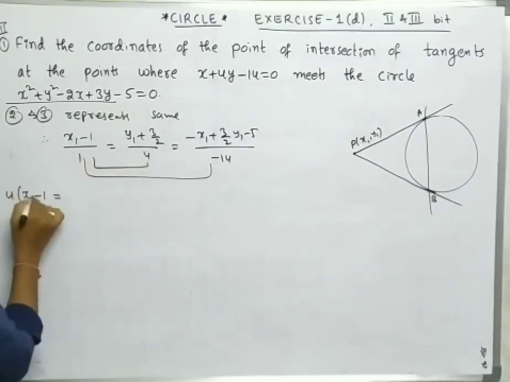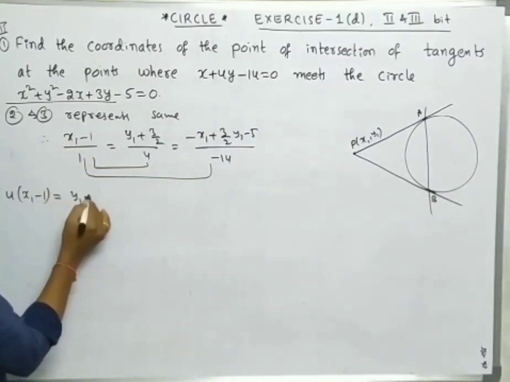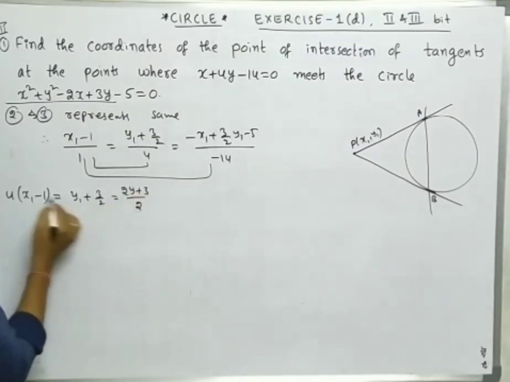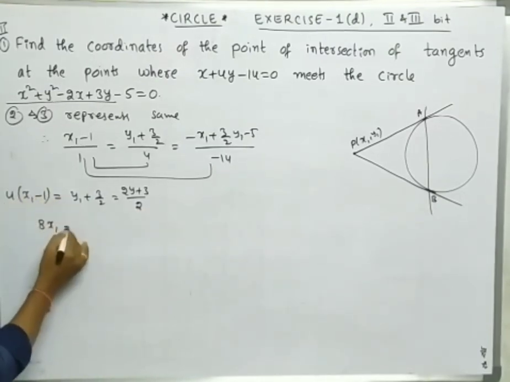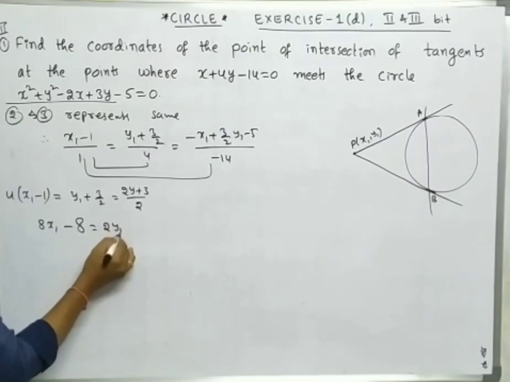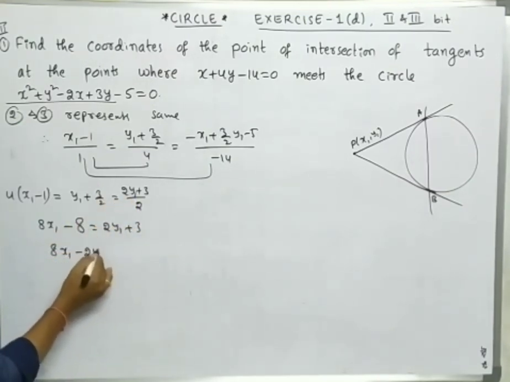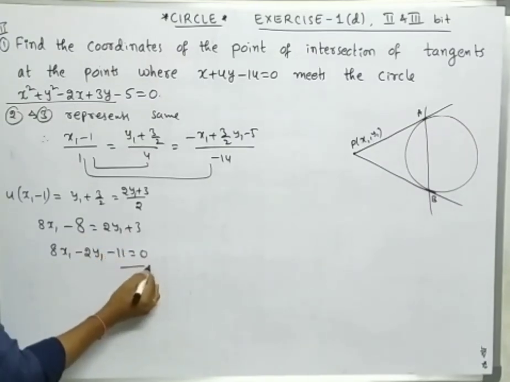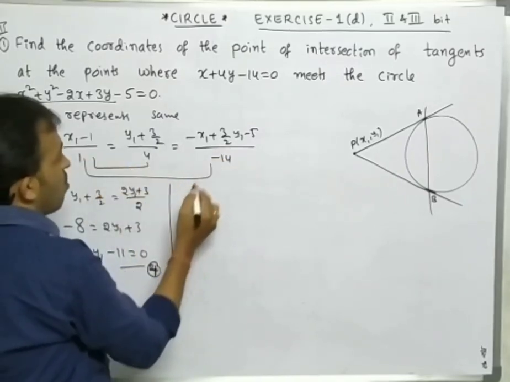4, bring to left: 4 into (x1 - 1) is equal, here we have 1, right? So (y1 + 3) by 2, that means the LCM is 2, so 2y1 + 3. Bring 2 to the left side: 2 fours are 8 into x1, 8x1, 2 fours are 8 into minus 1, minus 8, is equal to 2y1 + 3. Bring to the left side: 8x1 - 2y1 - 3 - 8 = 8x1 - 2y1 - 11 = 0. This is equation number 4.